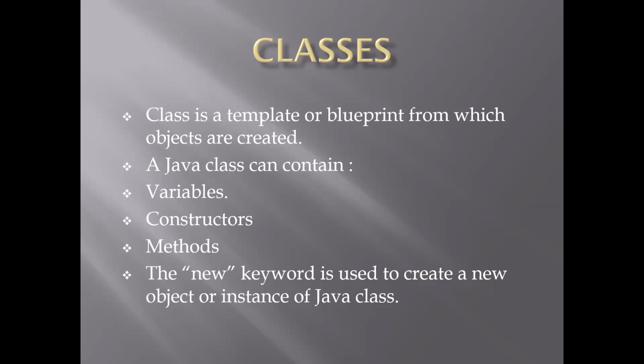Last point is using the new keyword, we can create a new object or an instance of a class. So now, let me ask you a question. What is the difference between object and class? Like we had two definitions for each one of them. We had the definition for an object, and then we had already defined a class.